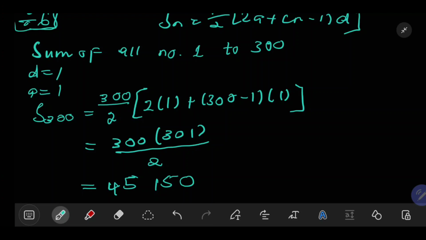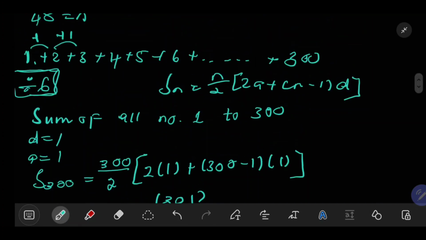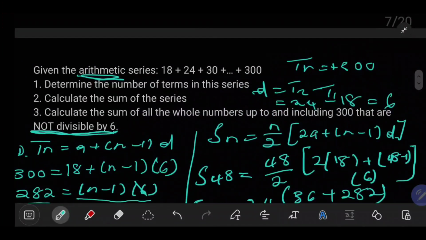Remember, inside this set of numbers there are those numbers that are divisible by 6. Okay, so when we go back to our series here, we can see that 18 is divisible by 6, 24 is divisible by 6, even 30 is divisible by 6 up to 300. Okay, so it means that we must subtract. Remember, we calculated the sum of 48 terms, and all these 48 terms are divisible by 6.